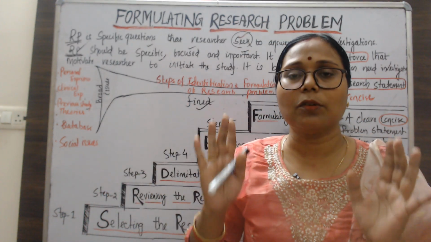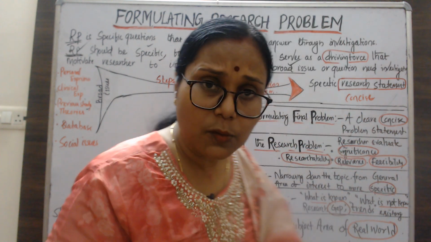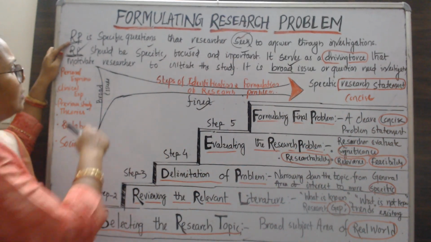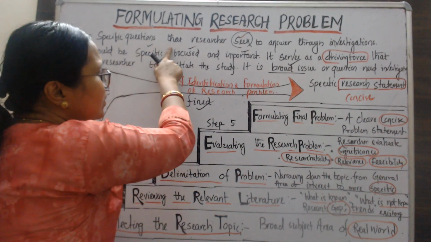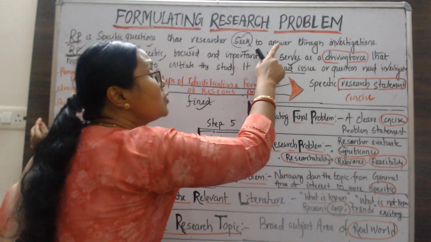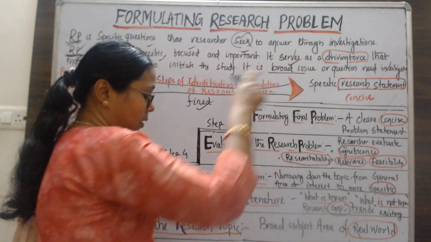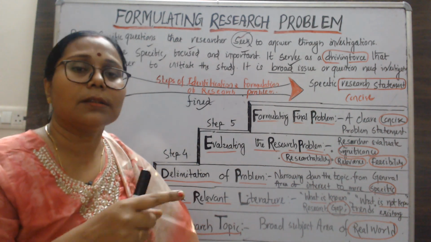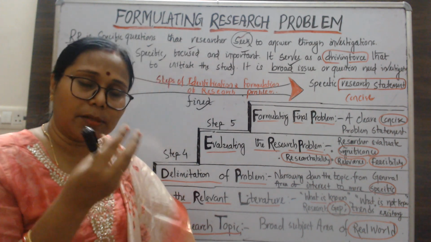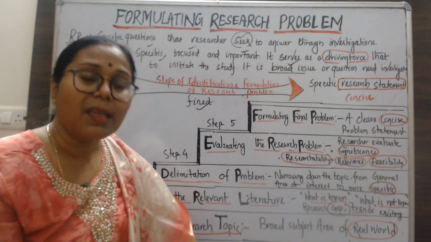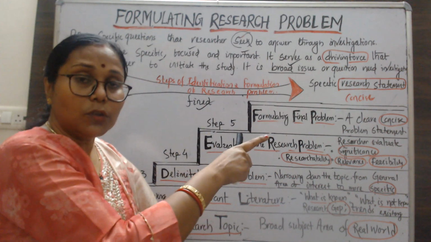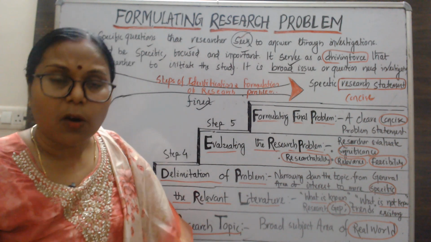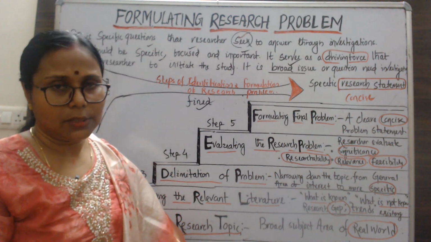So first we go to the research problem. What is a research problem? The research problem, which I have written as RP, is a specific question that the researcher seeks to answer through investigation. Here research means we are investigating, right? So the researcher takes some topic or question and finds the answer through investigation. That is called the research problem. The topic or issue you are taking is called the research problem.